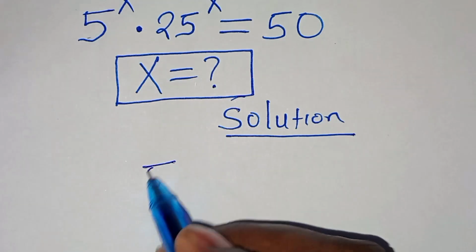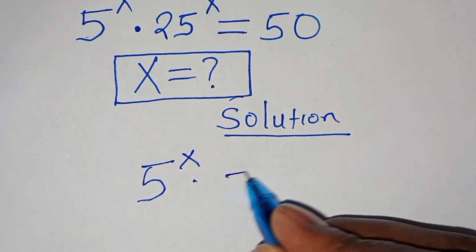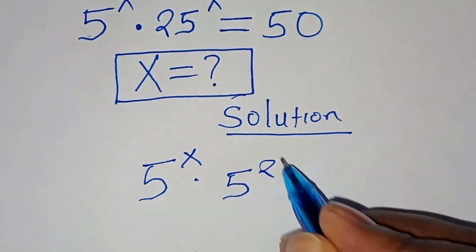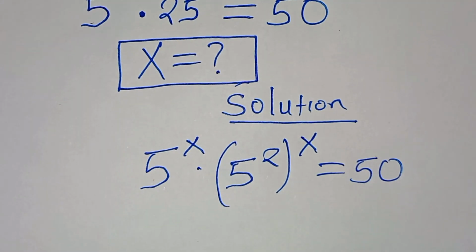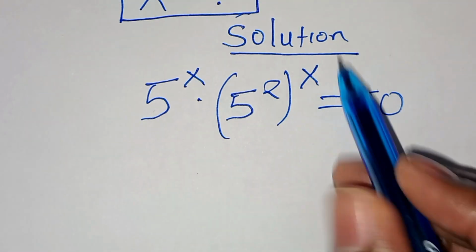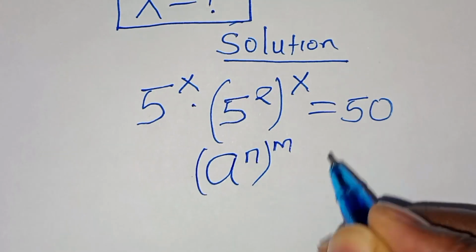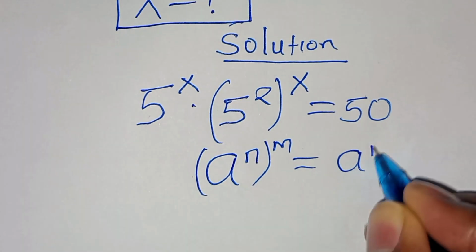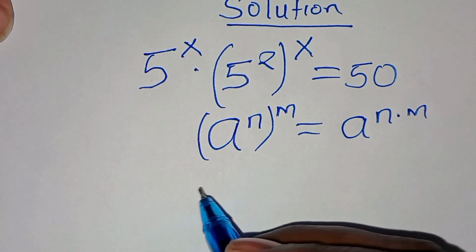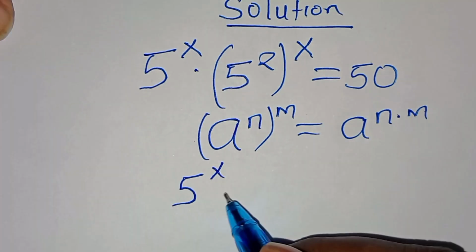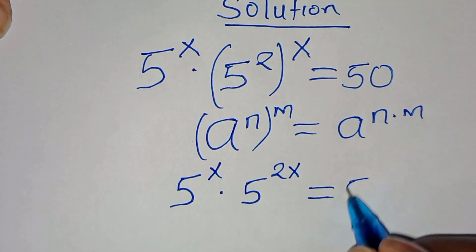So we have 5 to the power of x multiplied by 25 to the power of x, which you can express as 5 to the power of 2 raised to the power of x. This is equal to 50. 5 to the power of 2 to the power of x is in the form of a to the power of n raised to the power of m, which we can express as a to the power of n times m. Applying this exponent property, we have 5 to the power of x times 5 to the power of 2x. This is equal to 50.